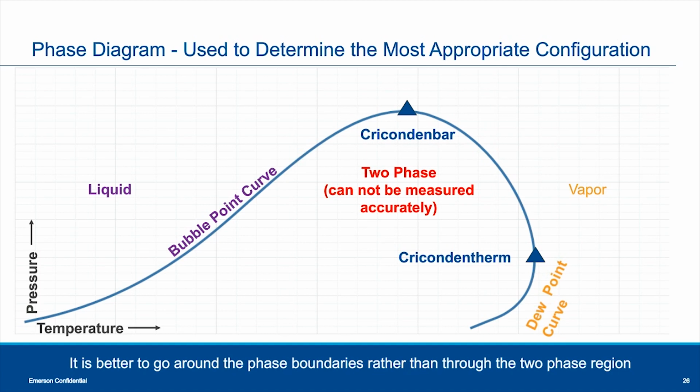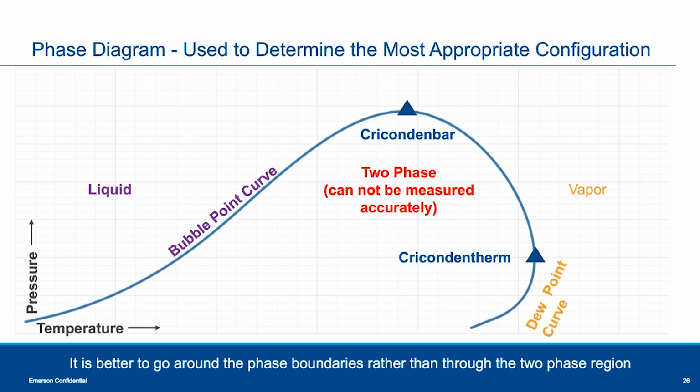Some other points on the curve: you'll see the bubble point curve, and that's the temperature at a given pressure where the first bubbles of vapor start to form. So you never want to be anywhere on the curve, to be honest with you. These things are important to keep in mind. On the other side of the phase diagram is the dew point curve, and that's the highest temperature at which a vapor will form, or the highest temperature at which the vapor will condense into a liquid.